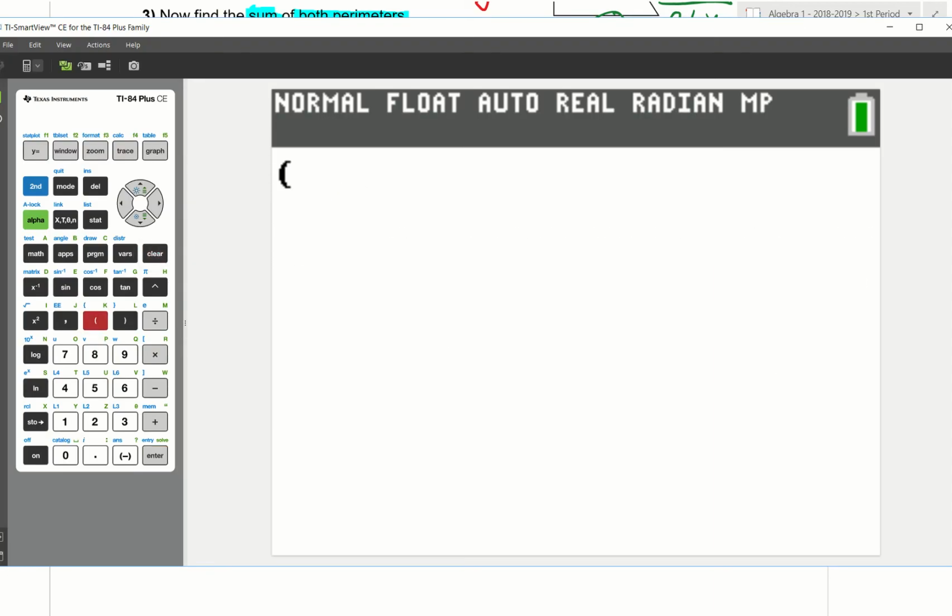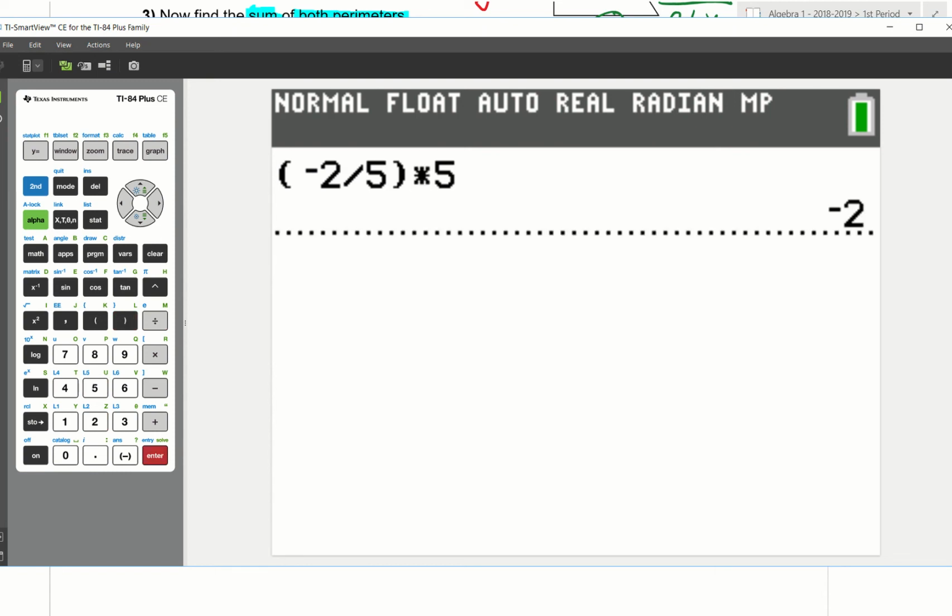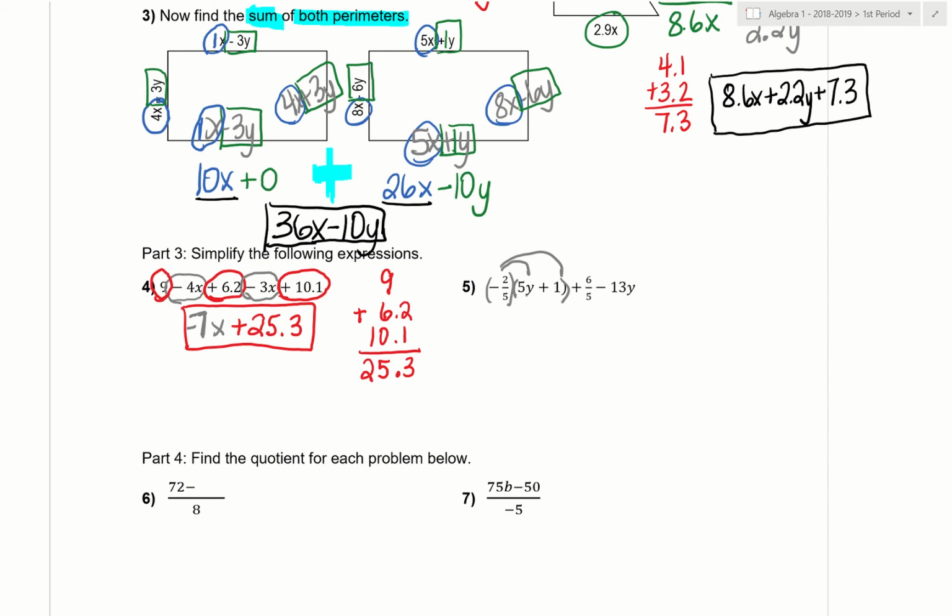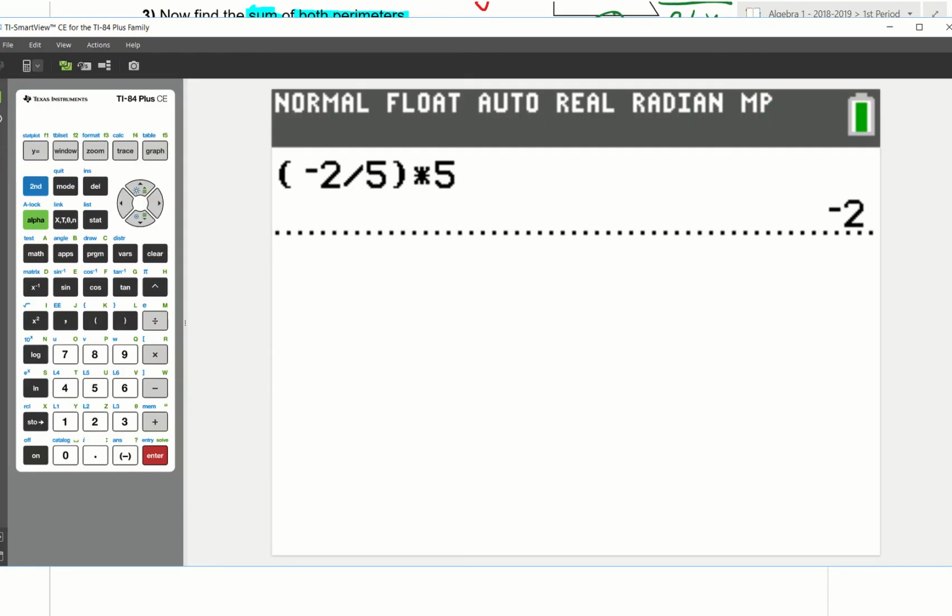So I'm going to say parentheses, negative 2 divided by 5, because that's my fraction. And then I'm going to multiply it by 5, because that's what it was distributed as. My answer is going to be negative 2. So in my notes, it's negative 2, but this y comes along. I can't type in variables into this screen in my calculator. I don't want to type in variables into this screen in my calculator. I only do the big numbers in this screen always. The only screen I use variables is when I go into my y equals screen.